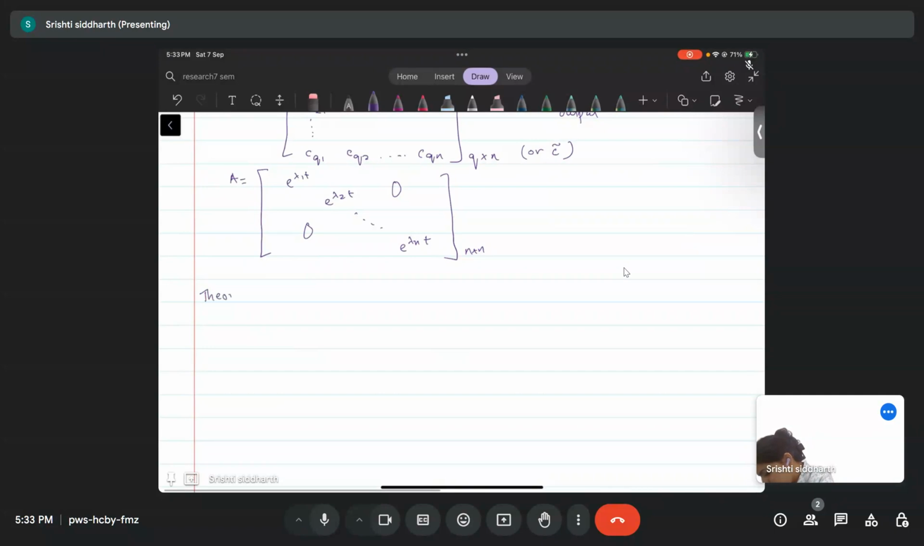So this is the theorem: the above, or the diagonalized, system is observable. It's an if and only if condition, if none of the columns of the C matrix is a zero column.